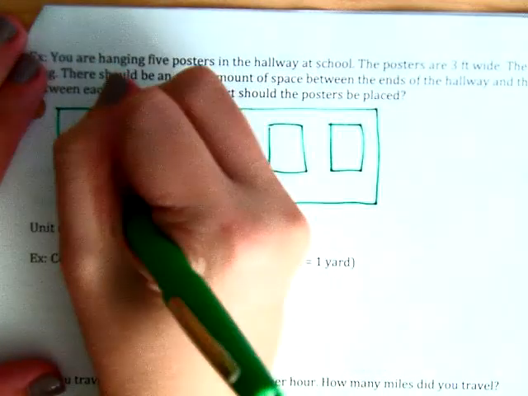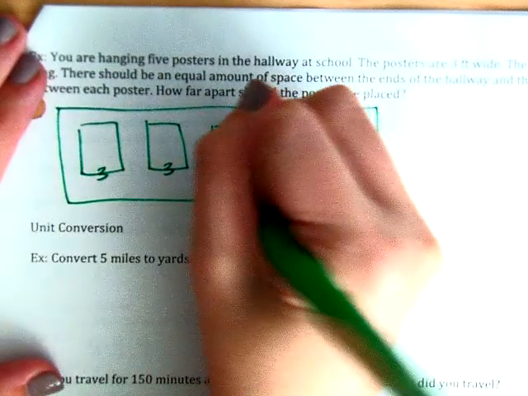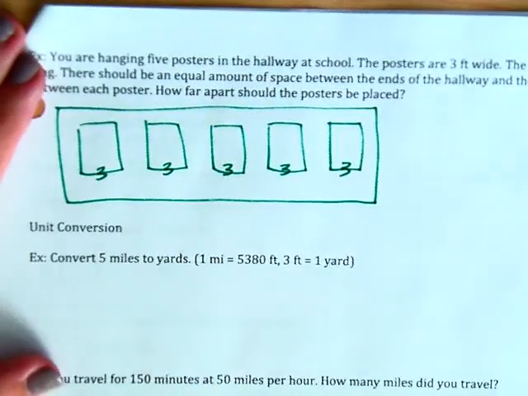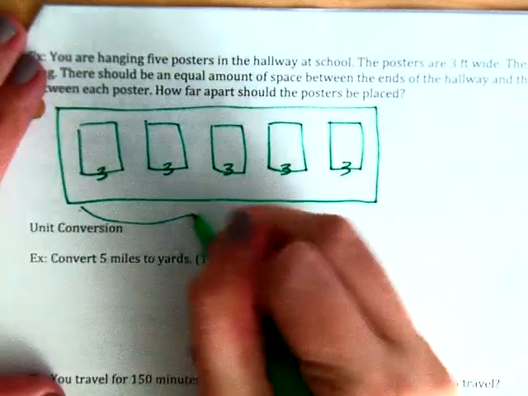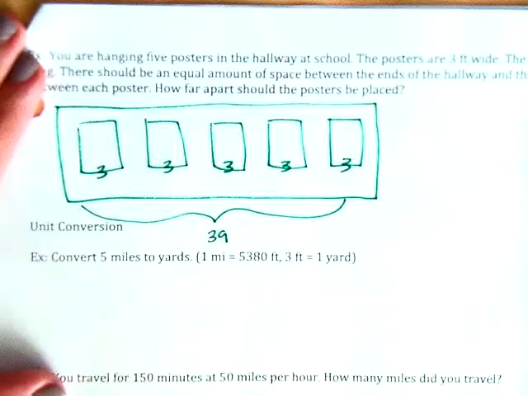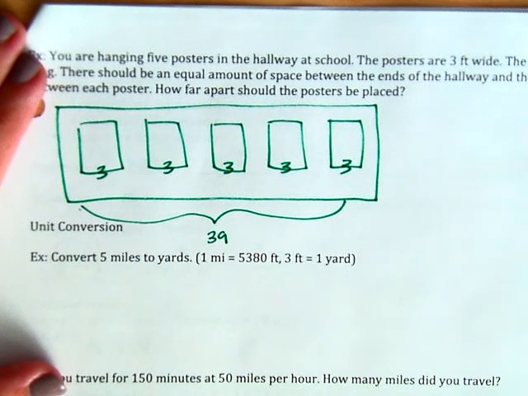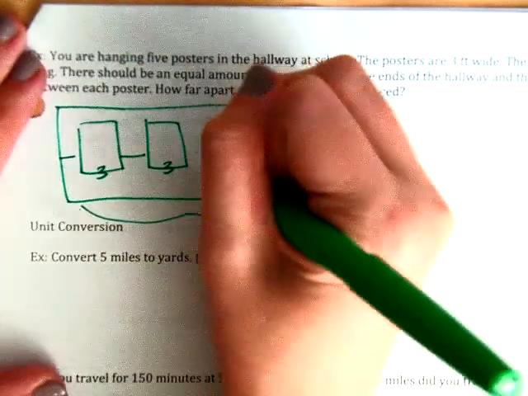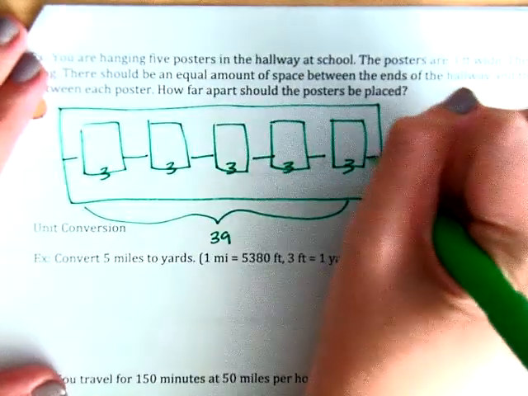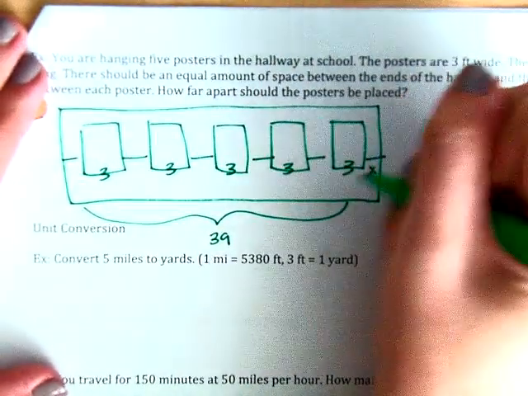Each of these posters are 3 feet wide. So 3, 3, 3, 3, 3. The whole hallway is 39 feet long. And the space between each of these should all be the same. Do we know what that is? No, so we call it x.